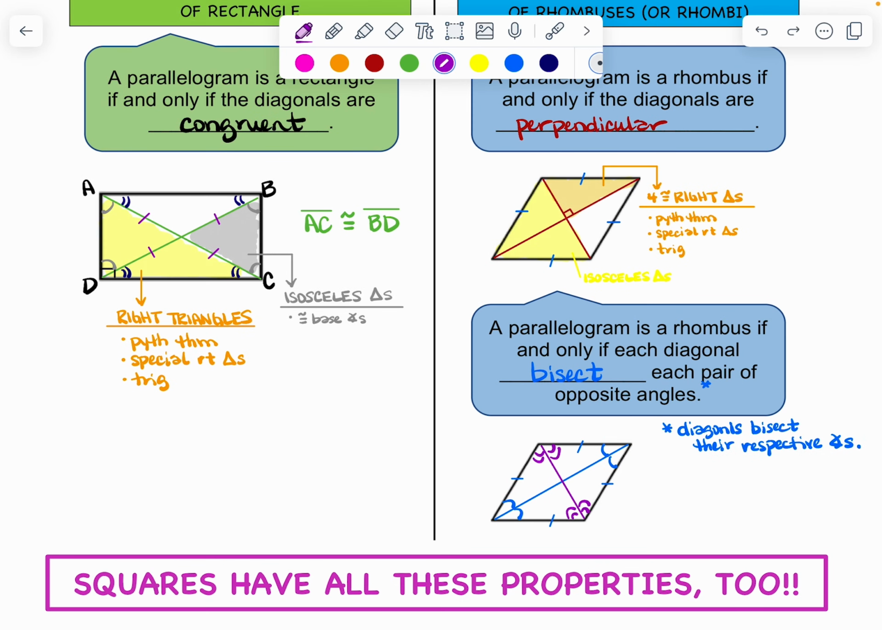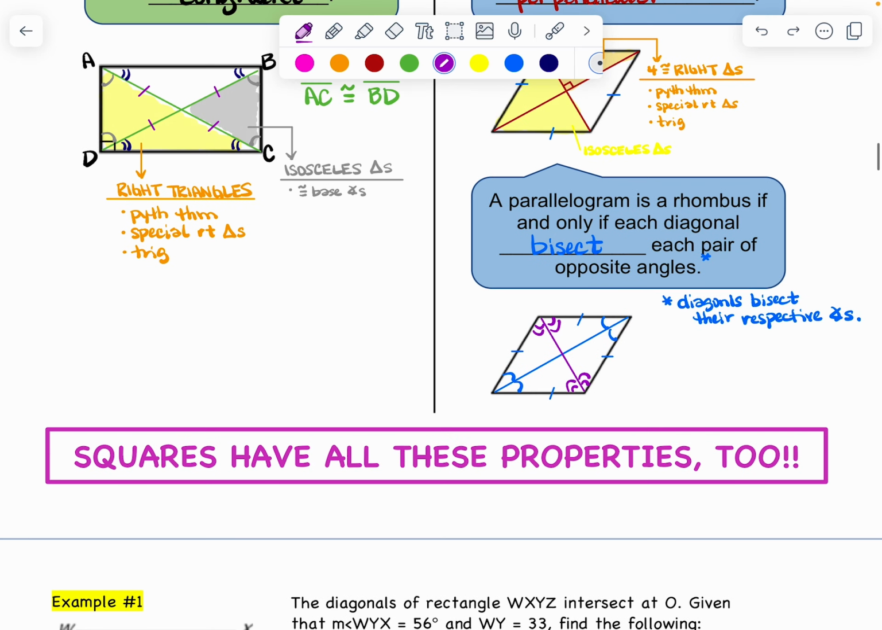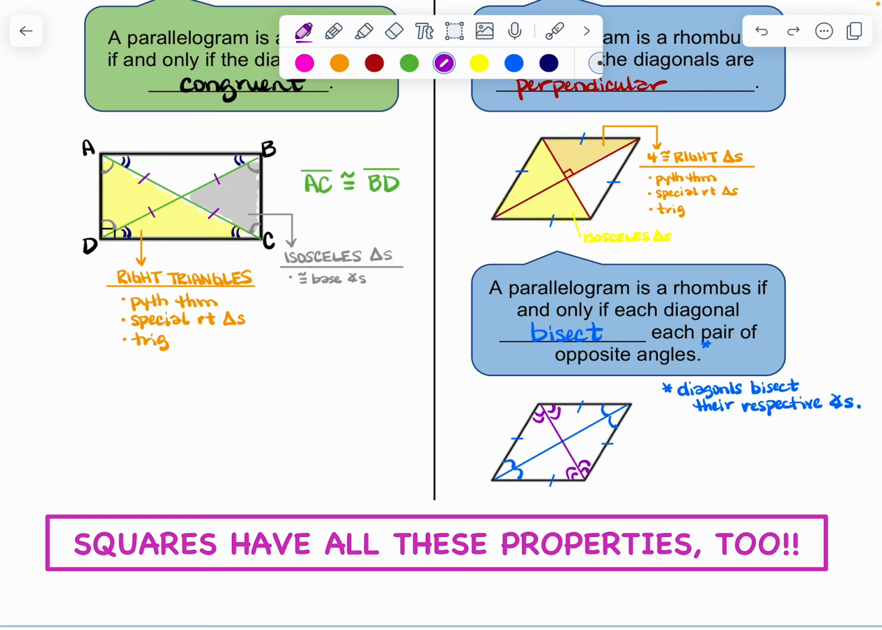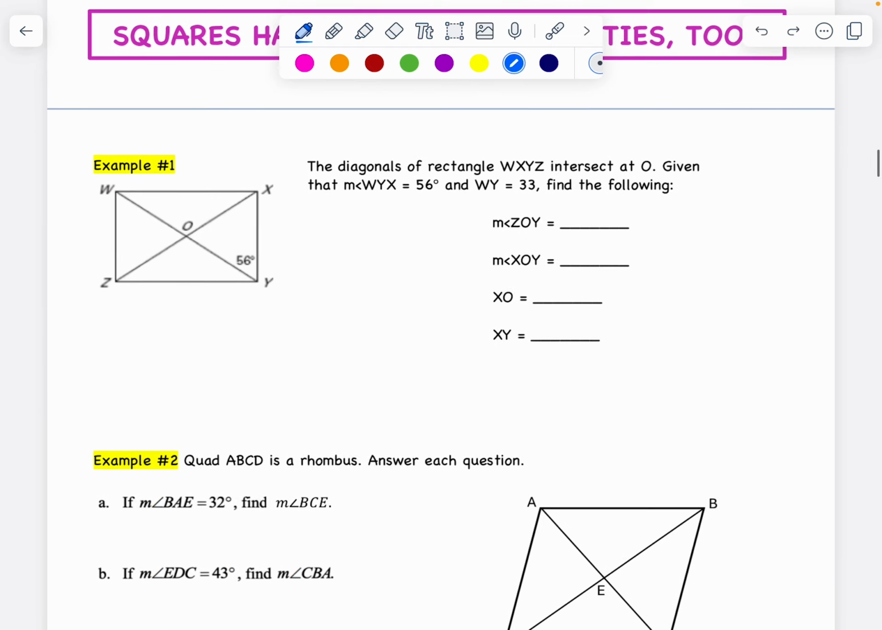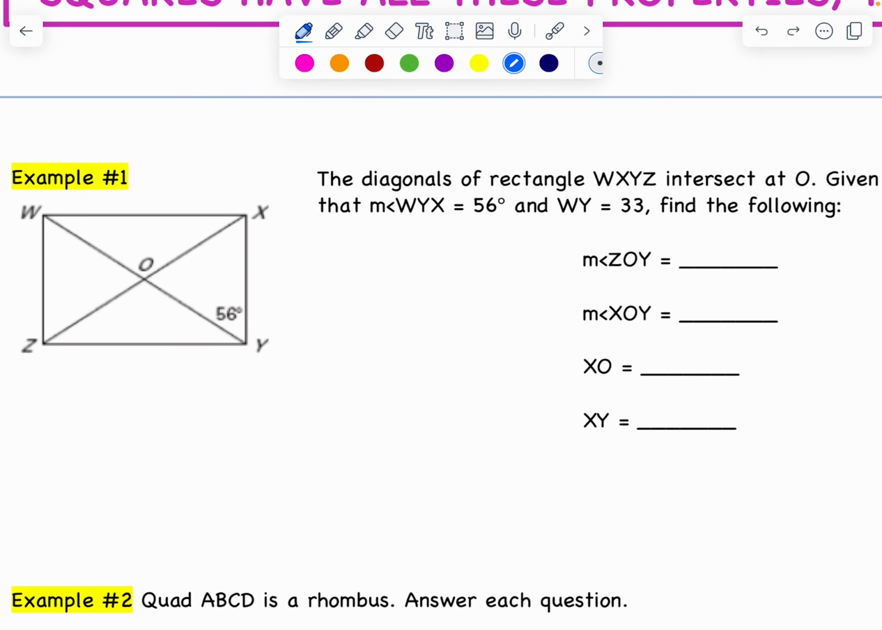All right, that's a lot of stuff. We didn't even write down a whole lot, but that's a lot to think about. So we have rectangles that have congruent diagonals, and rhombuses that have perpendicular diagonals and bisecting angles. Now squares, of course, have all of these properties because squares are both rectangles and rhombuses, so everything we just talked about totally applies to all squares. All right, let's go work a couple of problems and see how we're doing with our math here.